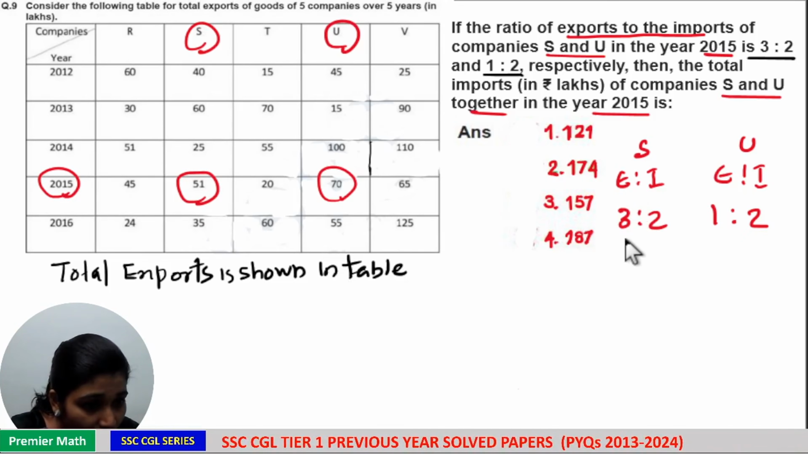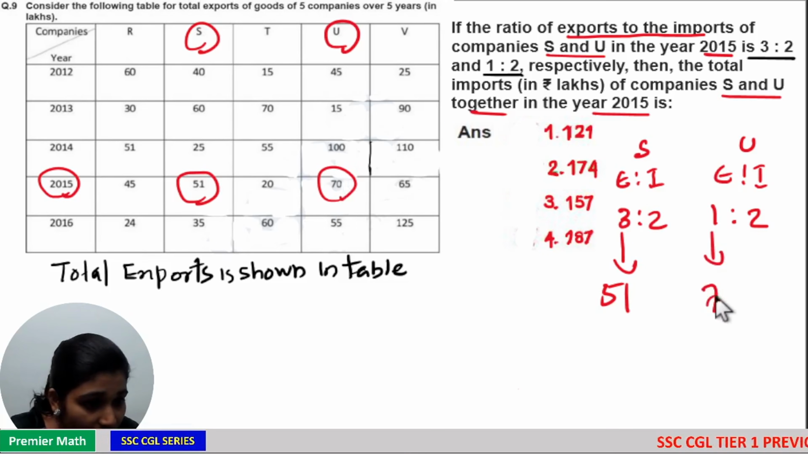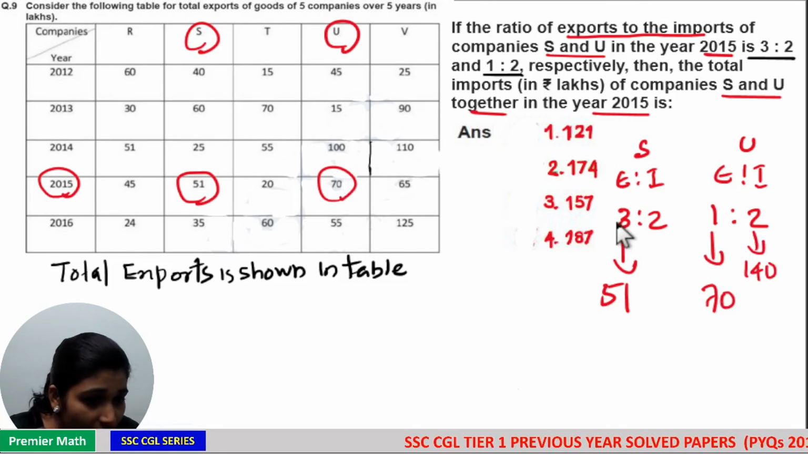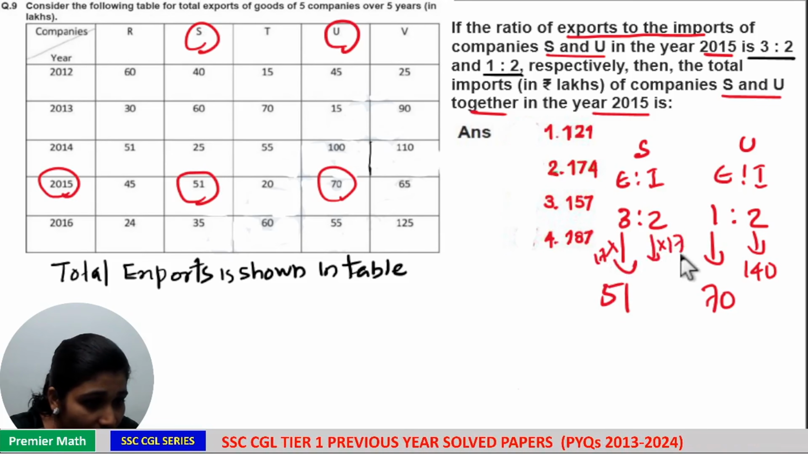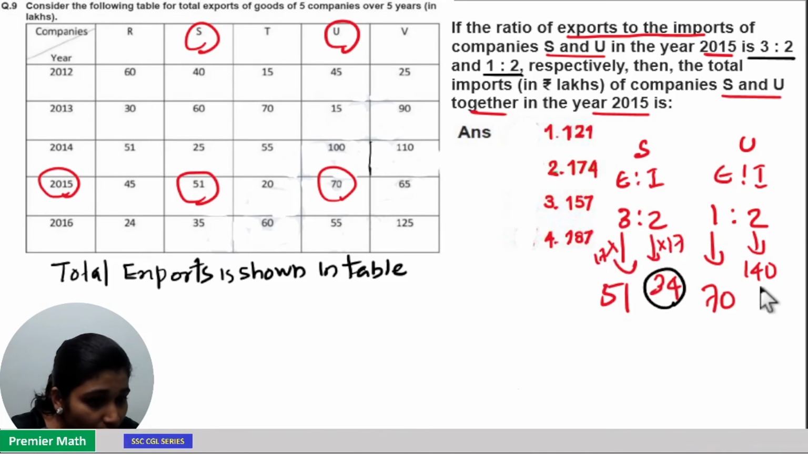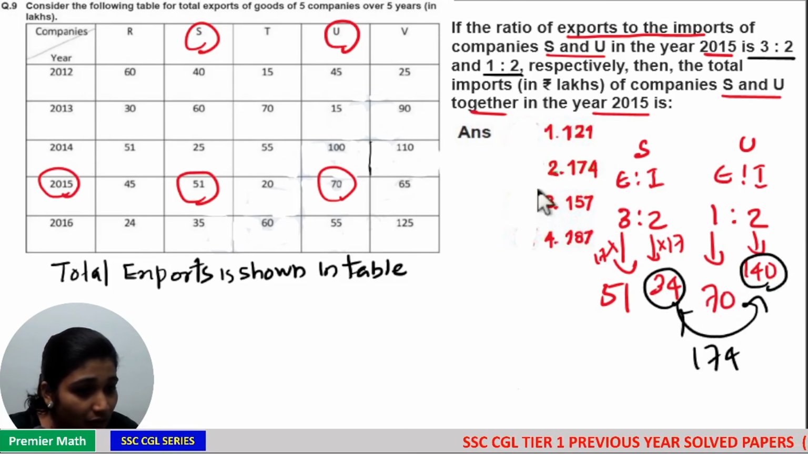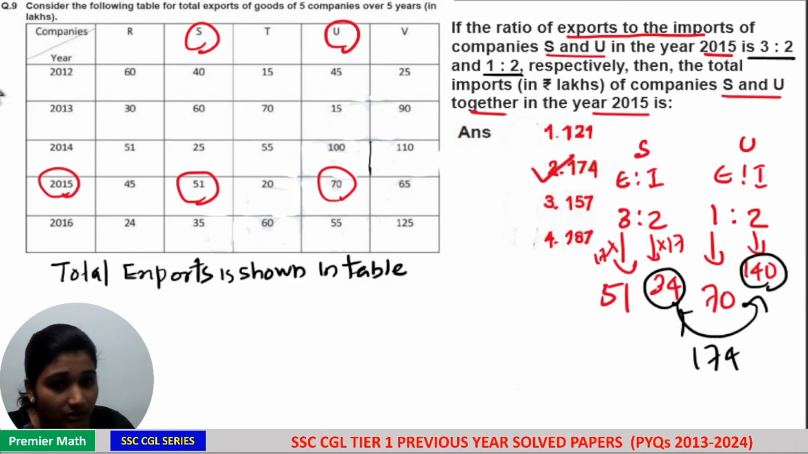So here, export 3 parts represent this 51 units, and in the case of U, this one part represents the 70 units. If one part is 70, then two parts must be 140. Here 3 into 17 is 51, then 2 into 17 is 34, which is the import. Now total import of S and U together in 2015 is equal to 34 plus 140, 174. Option 2 is your answer.